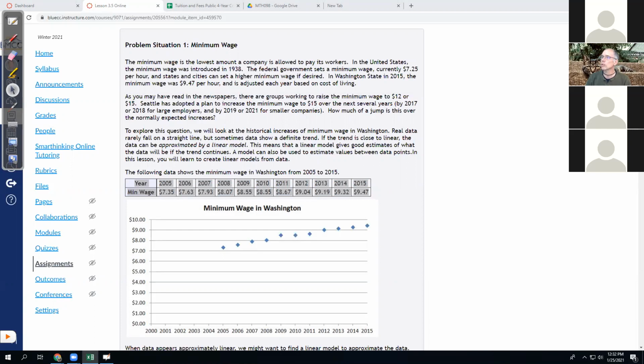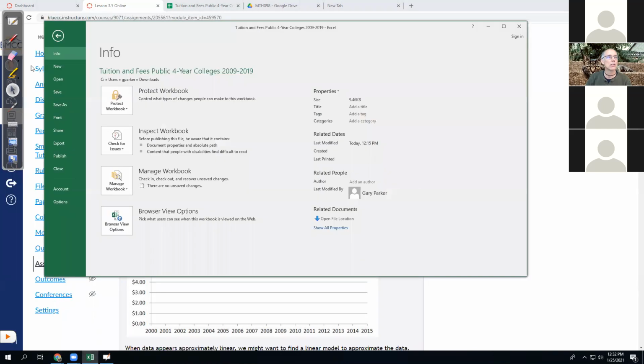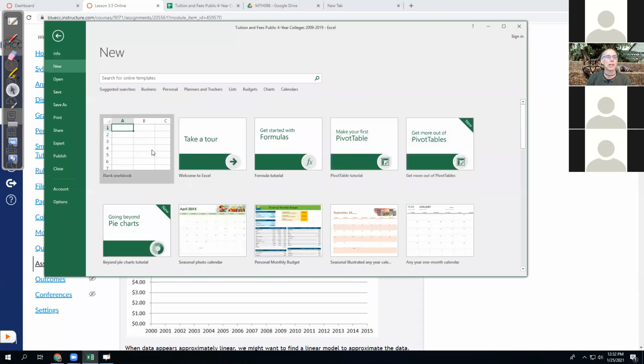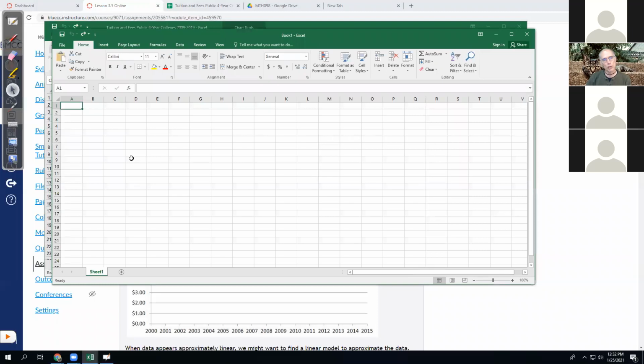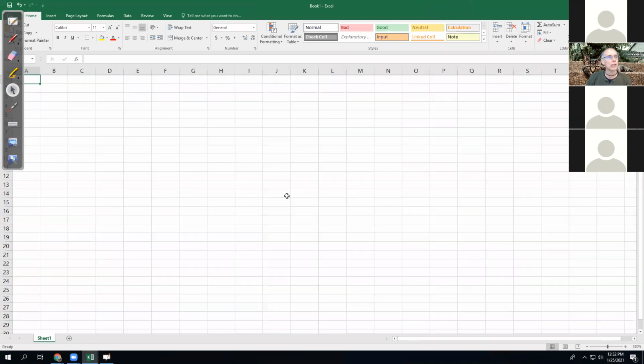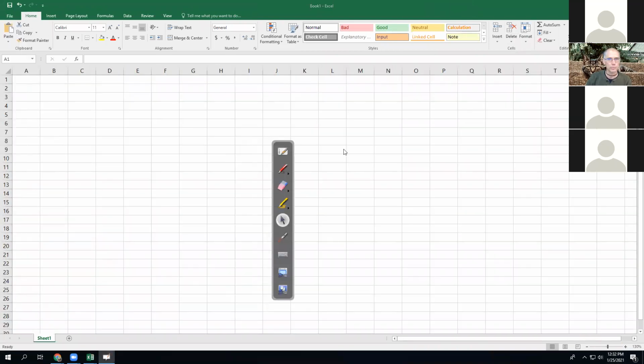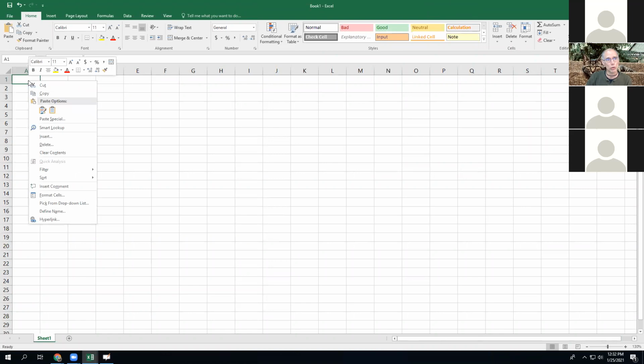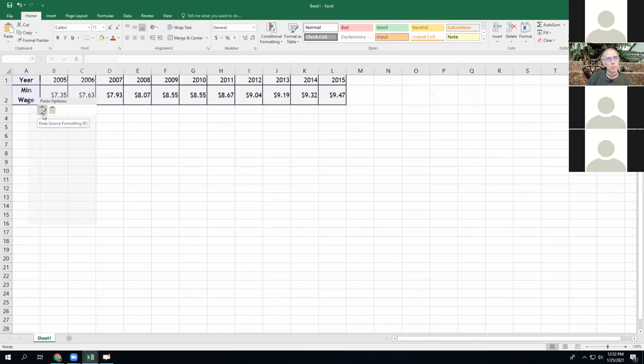Oops, that's the wrong one. Let's just get a new one going here. New blank spreadsheet. So I could just start with a new spreadsheet in Excel, and hopefully you can see this all right. Blow it up just a little bit. And you can paste it anywhere you want. I usually paste it near the top. So I'm just going to go to cell A1, and to paste, it's simply Control V on the keyboard, or you can right click and paste.